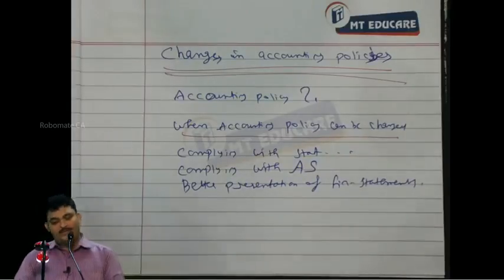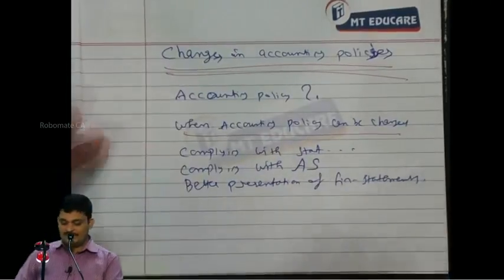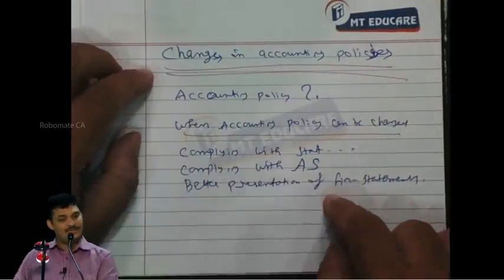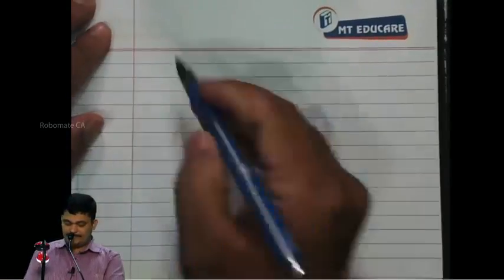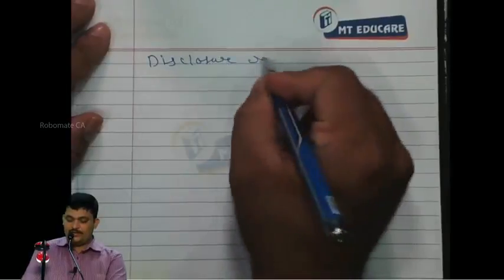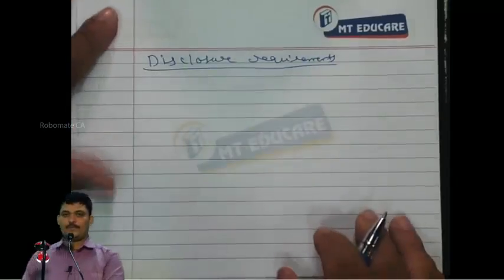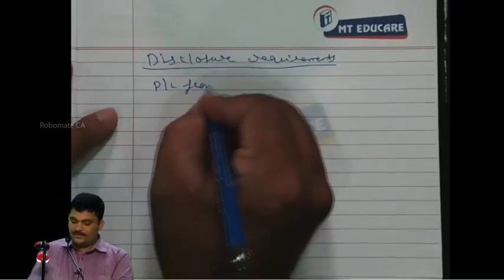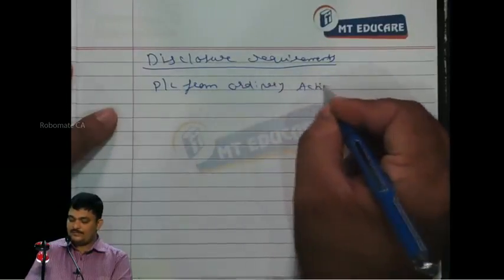So when a policy is changed, now let us go to the disclosure requirements. We have just initially understood what an accounting policy is and when it can be changed. Understood? So now, disclosure requirements. First, profit or loss from ordinary activities.